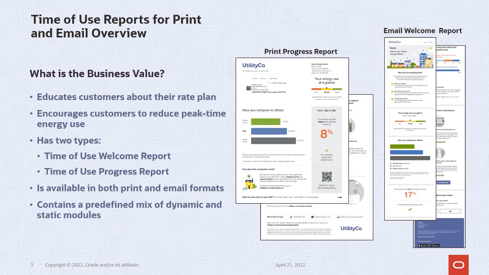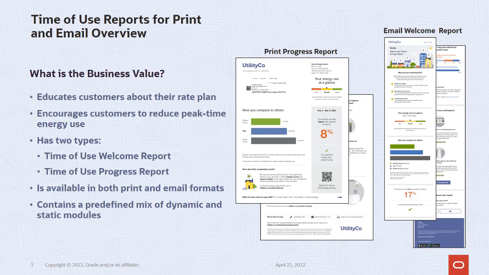The goal of the time of use report is to motivate customers on time of use plans to reduce their energy use, especially at peak times. This can reduce their future energy bills. The report provides information about their rate plan as well as overall energy savings. There are two types of reports: time of use welcome report and time of use progress report.